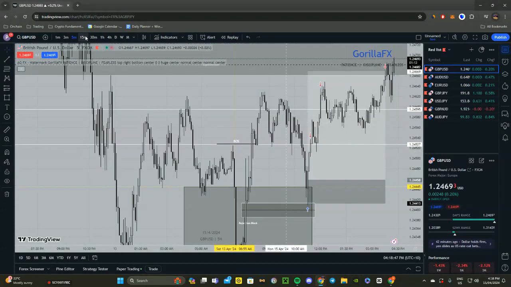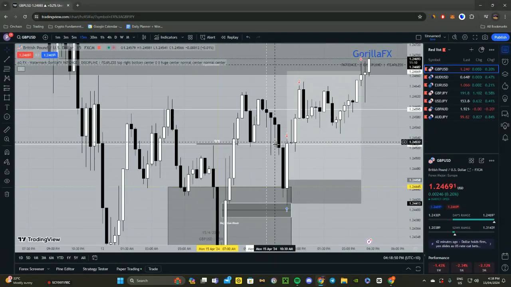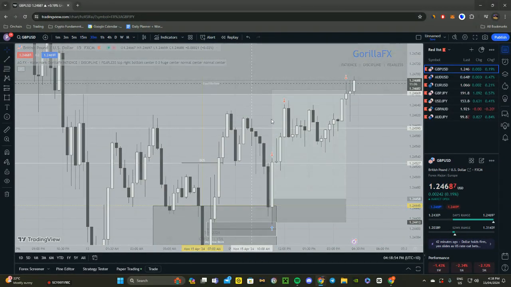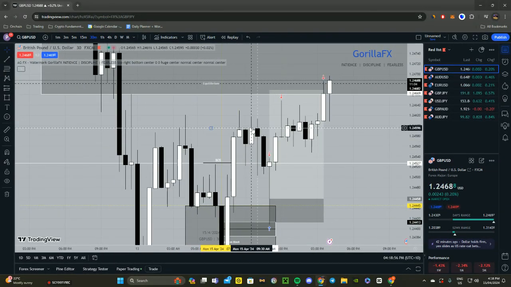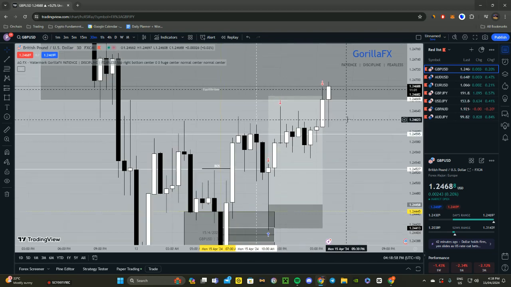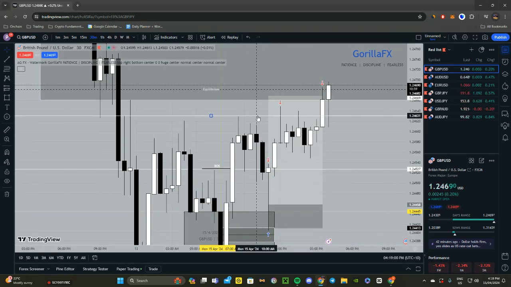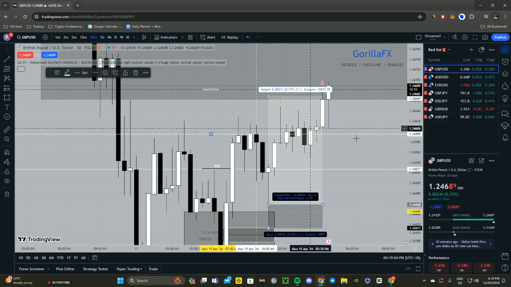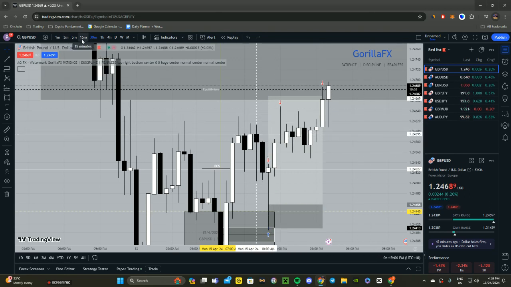And for take profits, first take profit was in this 15-minute fair value gap. Second was at this 30-minute rejection block up here. It wasn't at the high because these take profits would be too close together, and I don't like having them too close together. I don't see a point.